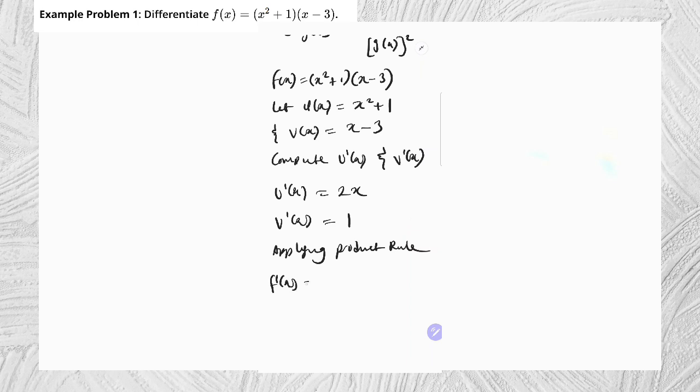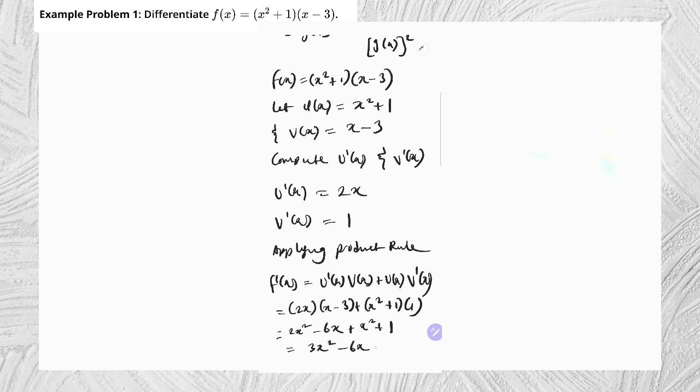So when you apply product rule, which is u of x differentiated times v of x plus u of x times v of x differentiated, and substitute the value of u of x, u of x differentiated, v of x, and v of x differentiated that we got earlier, you are going to end up with 2x times x minus 3 plus x squared plus 1 times 1. And when you expand and simplify, you get 2x squared minus 6x plus x squared plus 1. And when you combine like terms, your final answer will be 3x squared minus 6x plus 1.